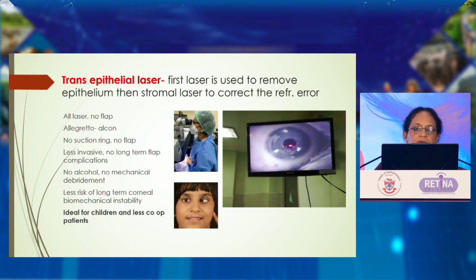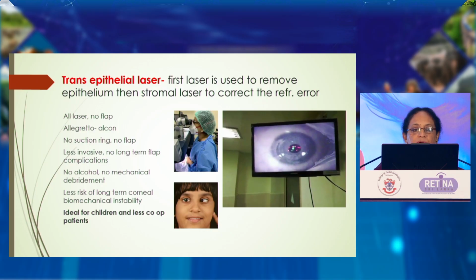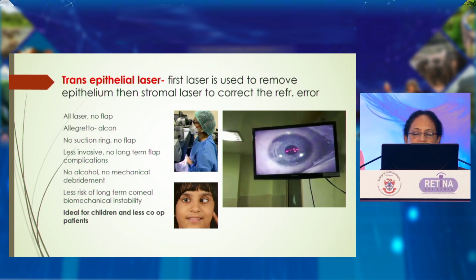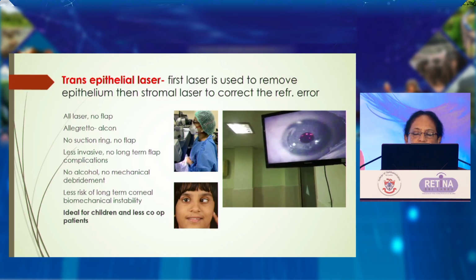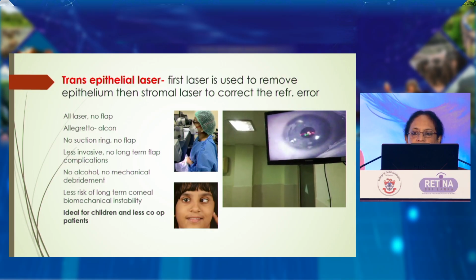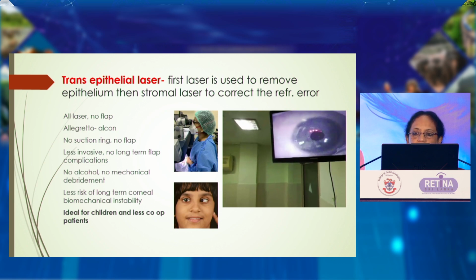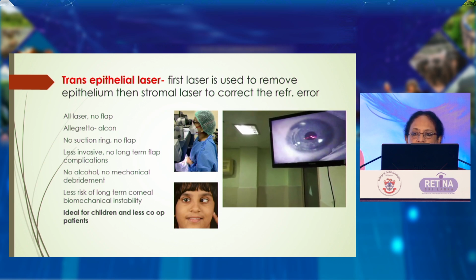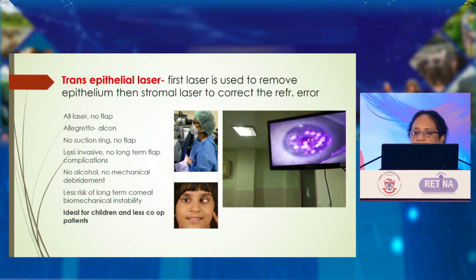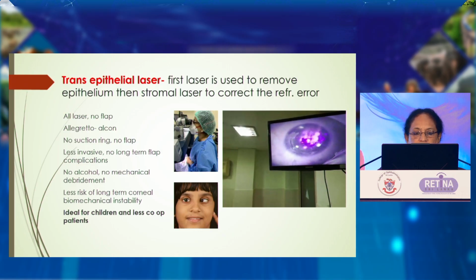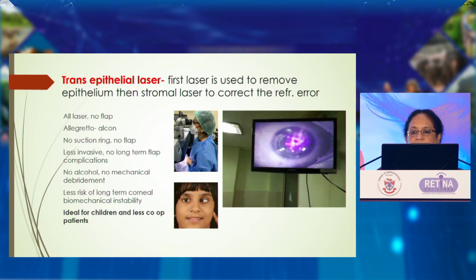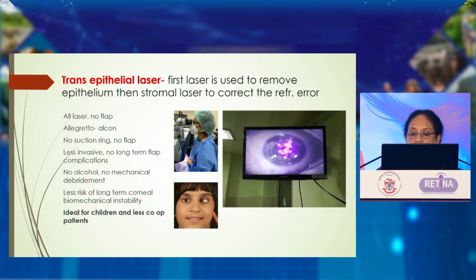In this, there is no need of any suction ring, there is no need of any flap, it is a less invasive procedure, and there are no flap complications. It means even if the patient rubs the eye, since it is a child, it does not produce any problem. There is no problem with rubbing, and on the table you don't have to have alcohol. Only thing, the patient may take a long time to fixate, and once it is fixating, we can apply the stromal laser. This is ideal for children or young adults. Transepithelial laser is supposed to be safer than the flap LASIK.